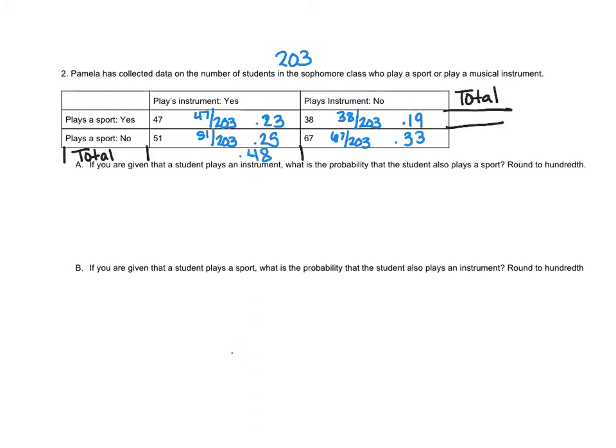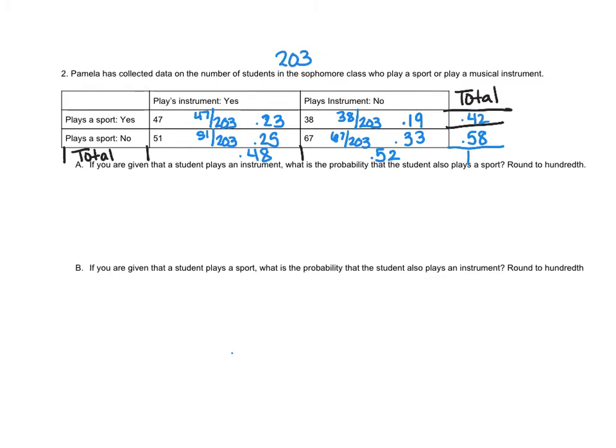This is going to be 0.52. And our total here obviously is always 1. 0.25 plus 0.33 is 0.58. And 0.23 plus 0.19 is 0.42.